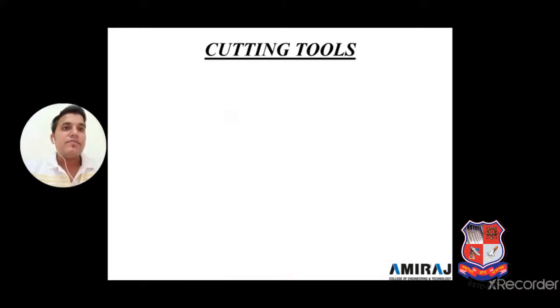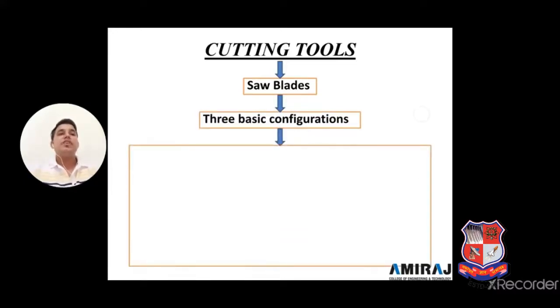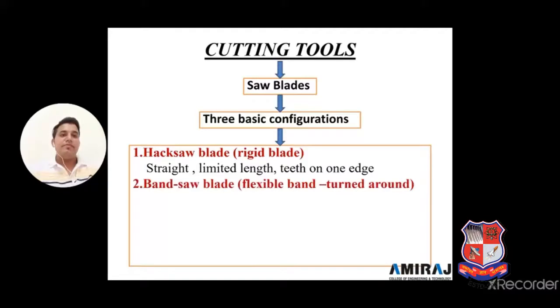Next, cutting tools. Saw blades are divided into three basic configurations. The first one is the hacksaw blade. It is a very rigid blade, particularly used for straight cuts of limited length, with teeth on the edge. The second one is the band saw blade, which is a flexible band turned around.